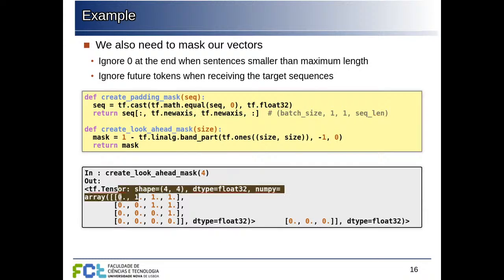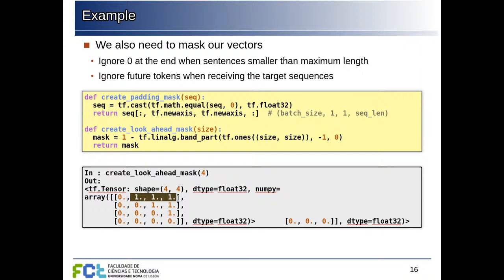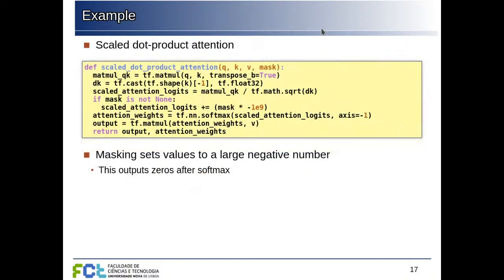So for the first iteration we're going to look at the first token and hide the others. The second one we look at the first 2 tokens and hide the others, and so on. But these are just auxiliary functions so that we can create these masks and hide the parts that we don't want the model to look into on the sequences.